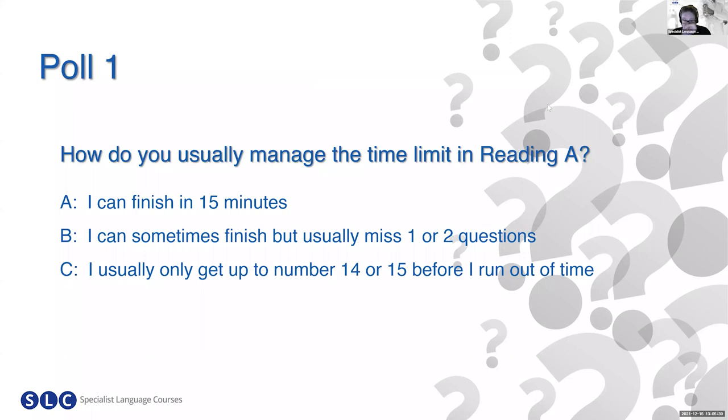A, I can finish in 15 minutes, no problem. B, I can sometimes finish, but I usually miss 1 or 2 questions. Or C, I usually get up to about number 14 or 15 before I run out of time. So please click on the poll, the option which matches how you manage your Reading A time. Please, not in the chat box, we have a poll. Please click on the poll. Okay, so a few of you are able to finish, but the majority not. Okay, just another couple of seconds.